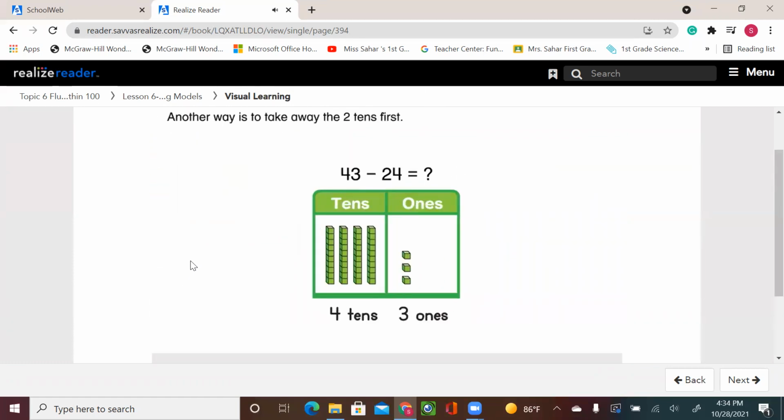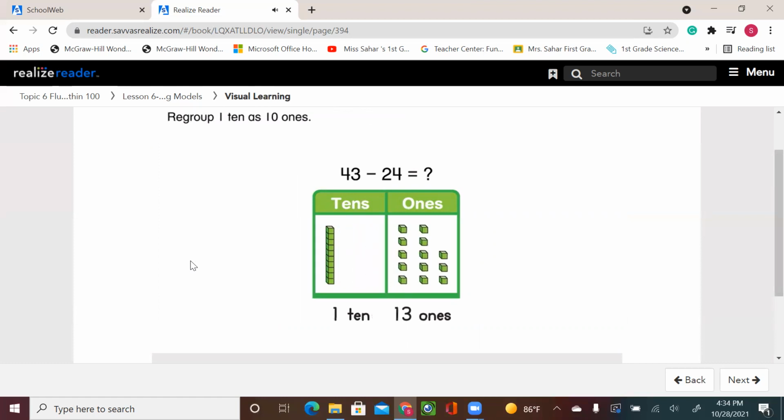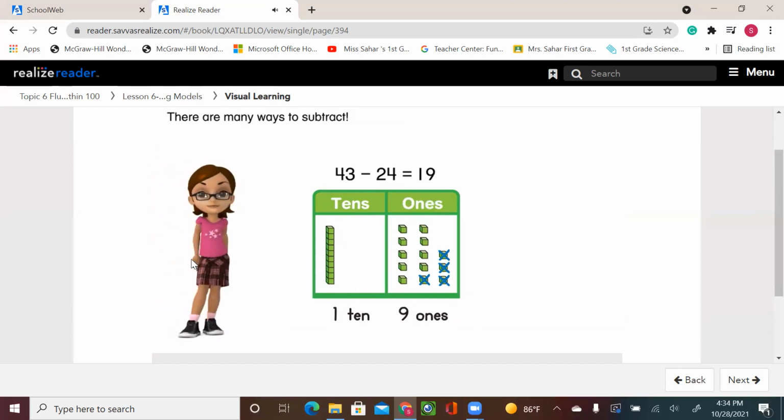Another way is to take away the 2 tens first. Regroup 1 ten as 10 ones, then take away 4 ones. There are 1 ten and 9 ones left. The difference is 19. There are many ways to subtract.